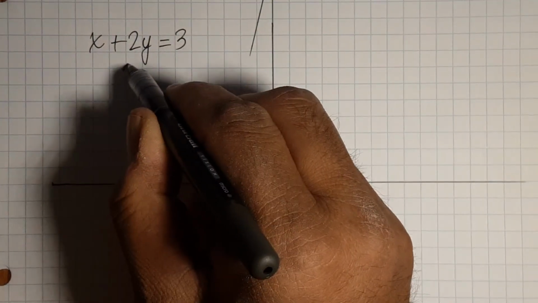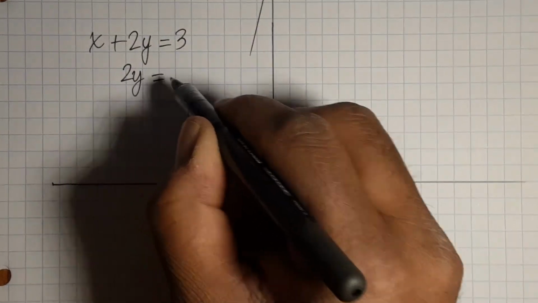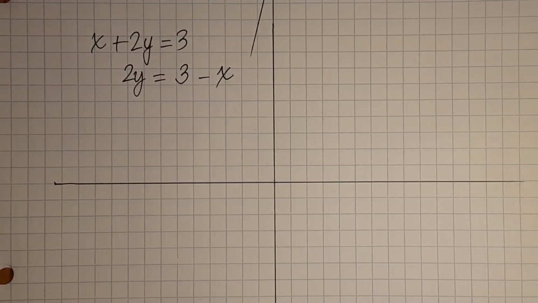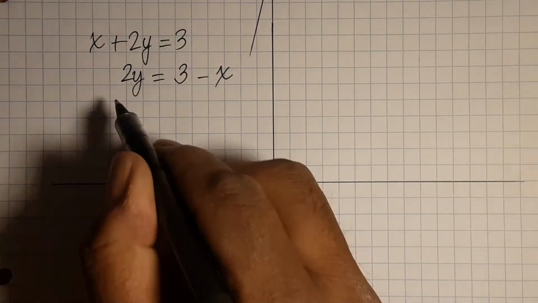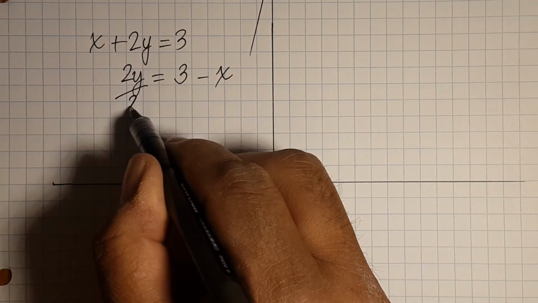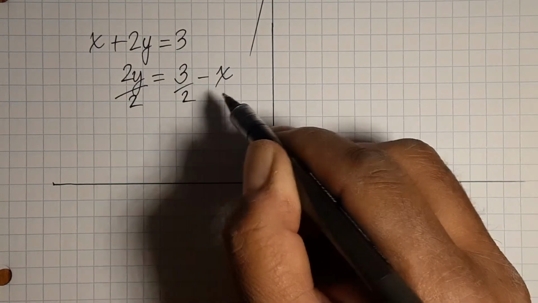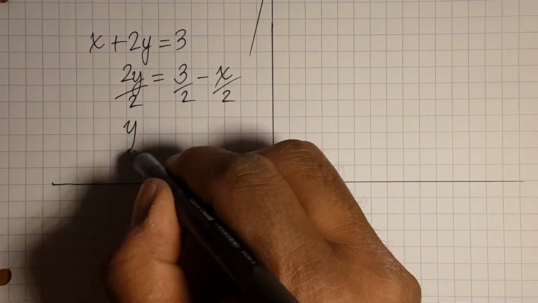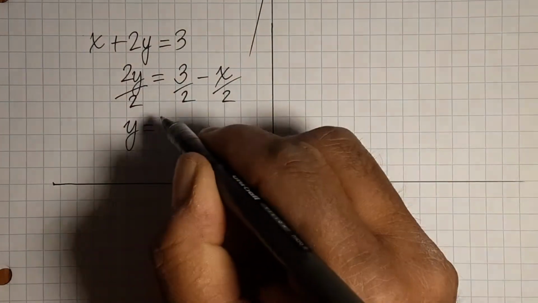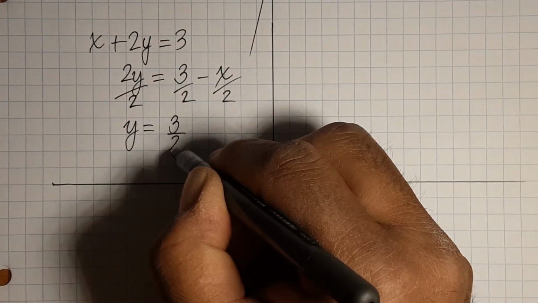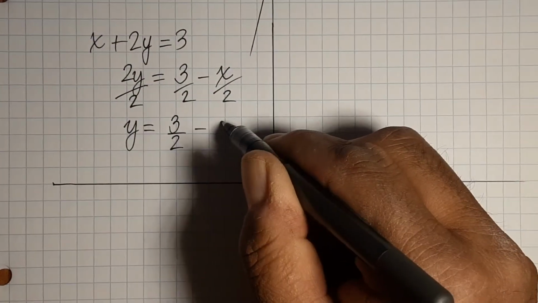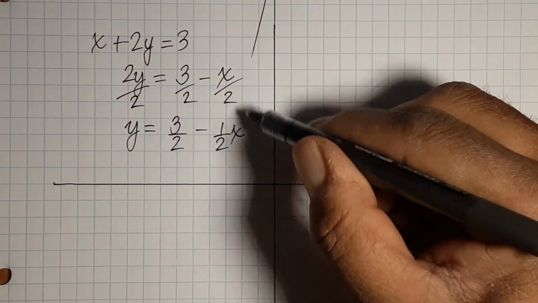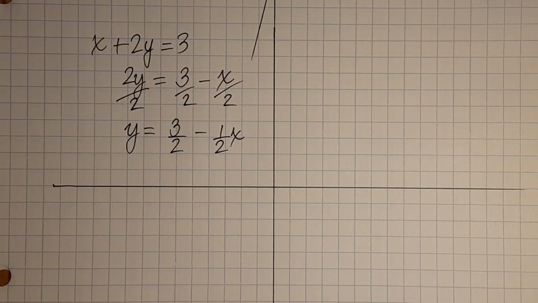I'm going to solve for the y. So I have 2y equals 3 minus x. I'm going to divide out the 2. So that's going to give me y equals 3/2 minus 1/2x. So I wrote x/2 as 1/2x because that's easier to graph.